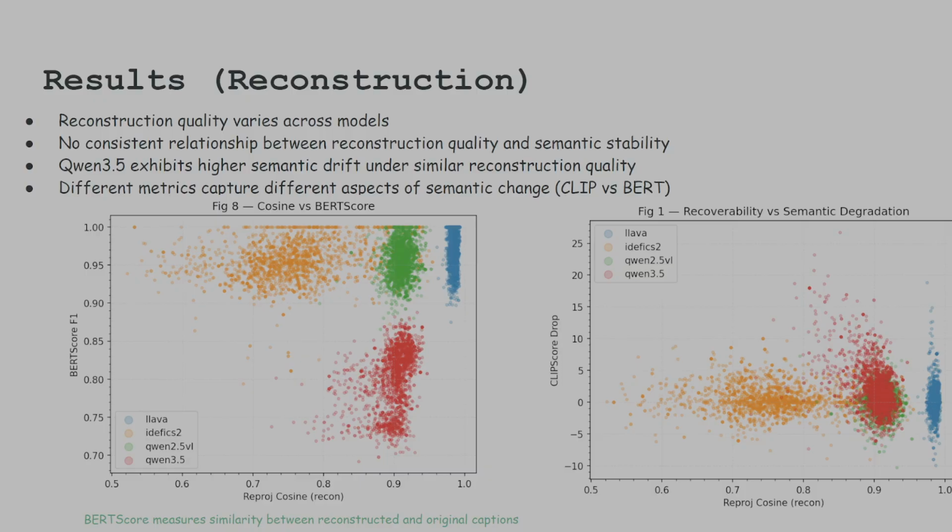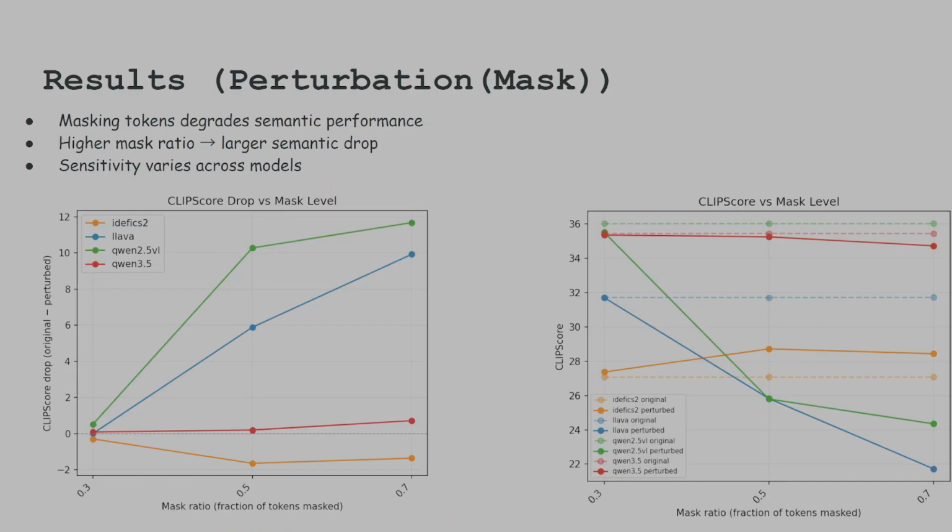And this is the reconstruction part. As you can see, they don't really have a consistent relationship between the reconstruction quality and semantic stability, especially for Qwen 3.5. Even though their reconstruction quality is pretty good, they still have a higher semantic drift. And of course, for different metrics, they have different behavior.